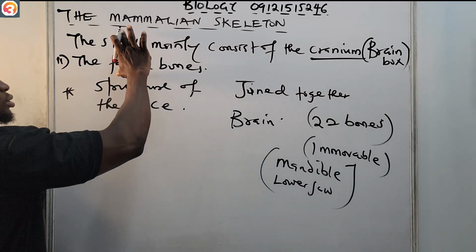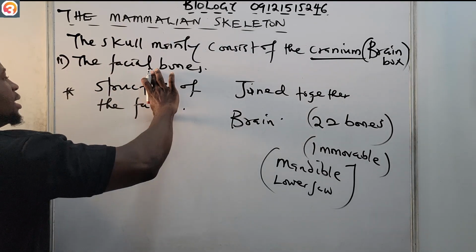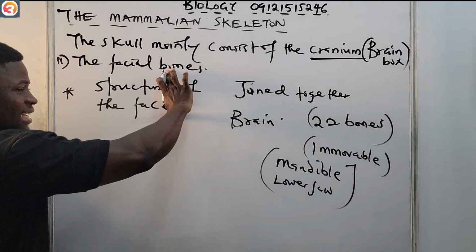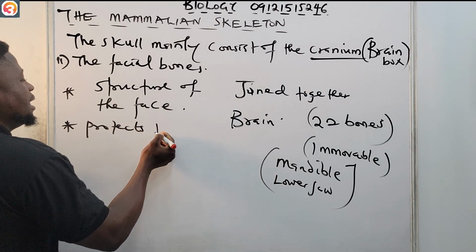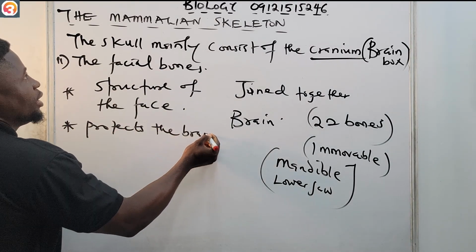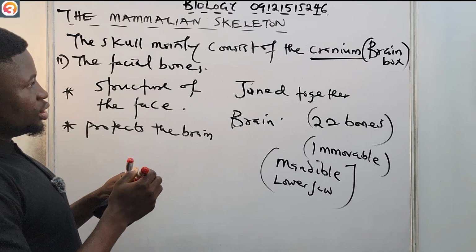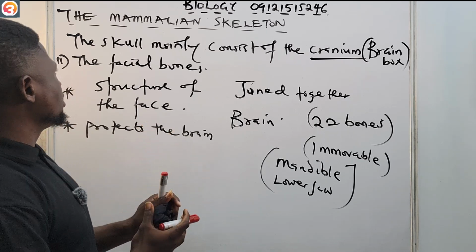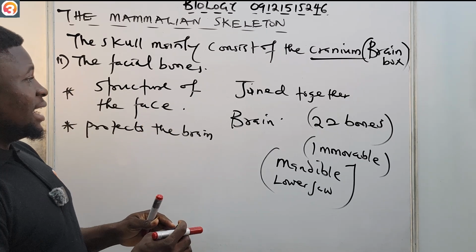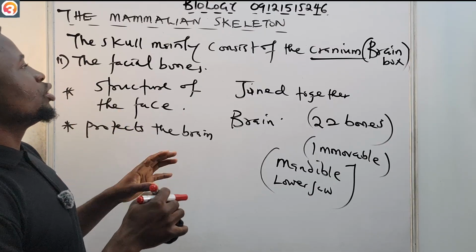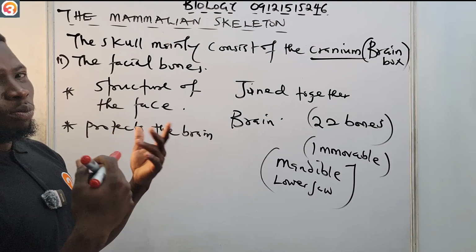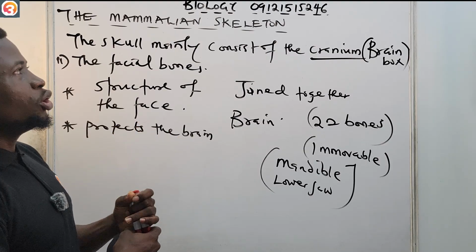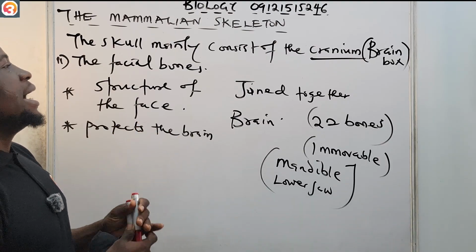So the 2 functions that the bones of the skull do are, one, support the structure of the face, and also protect the brain. So please take note of that. The skull mainly consists of the cranium, the brain box, and the facial bones. Like I said, there are 22 bones in the skull, and they are joined together. They are immovable, except the one in the lower jaw that we call the mandible.